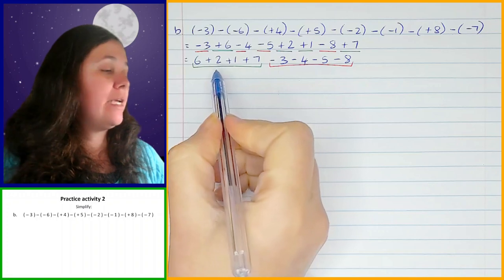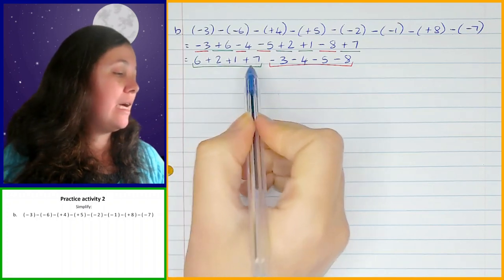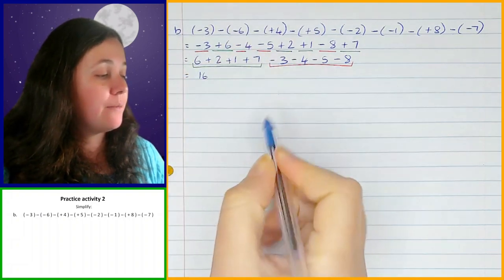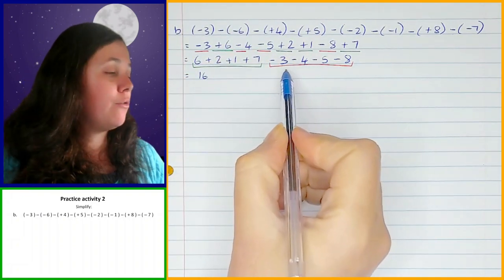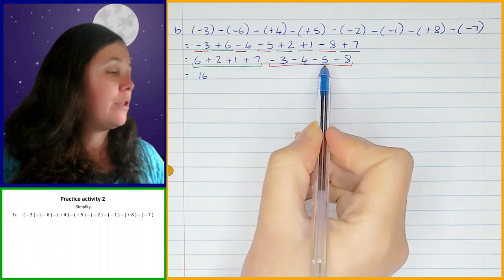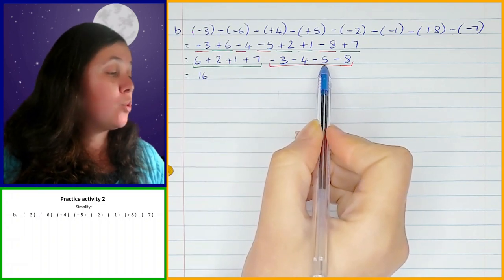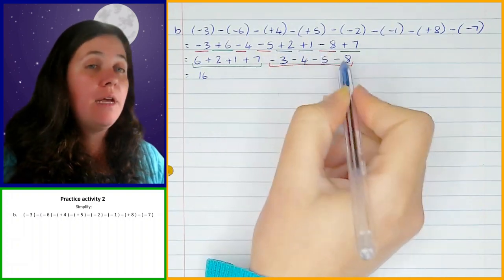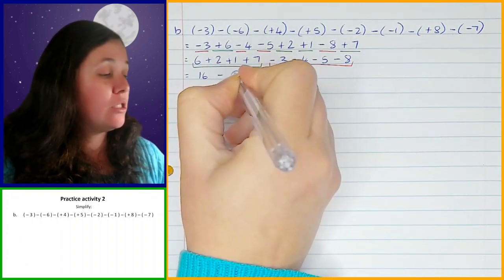Okay, so my pluses. 6 plus 2 is 8, plus 1 is 9, plus 7 is 16. So that gives me positive 16. And then my negatives, I've got 3 and 4 is 7, we add 5 and that gives me 12, and then add 8 and that gives me 20. And then because they're all negative, I'm just going to have minus 20.